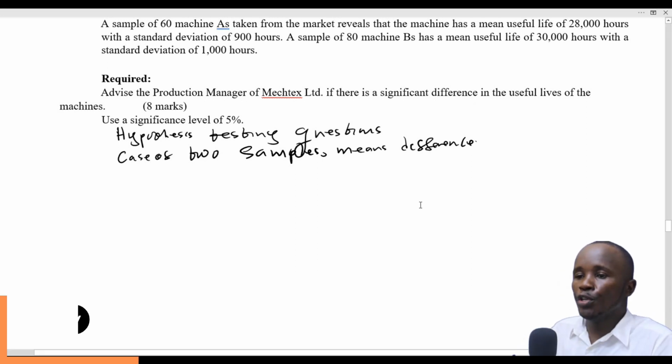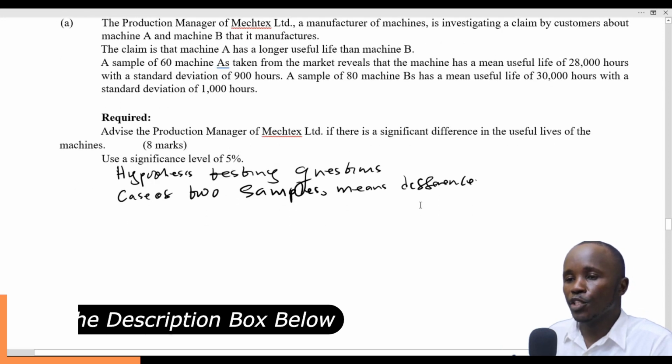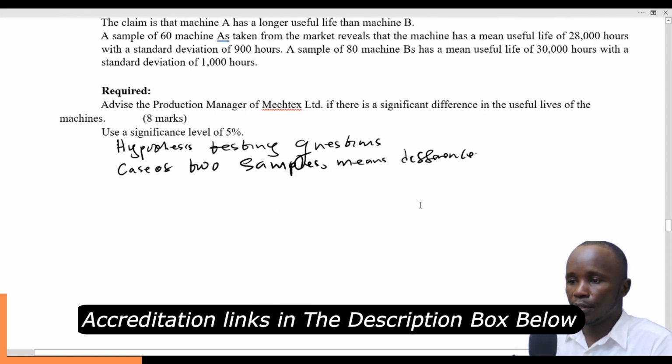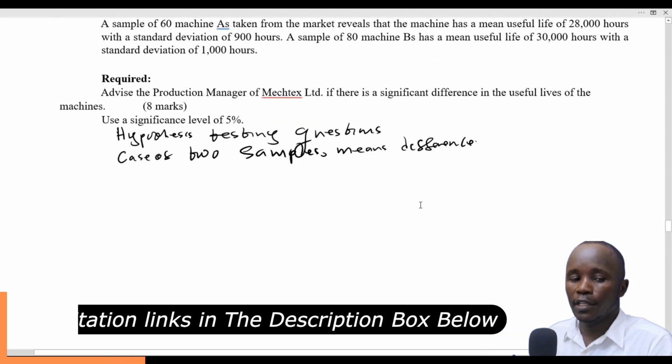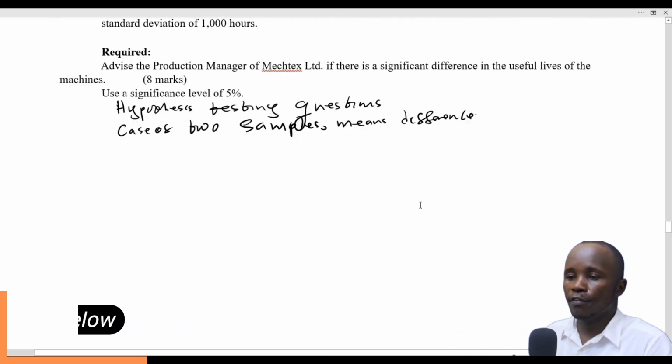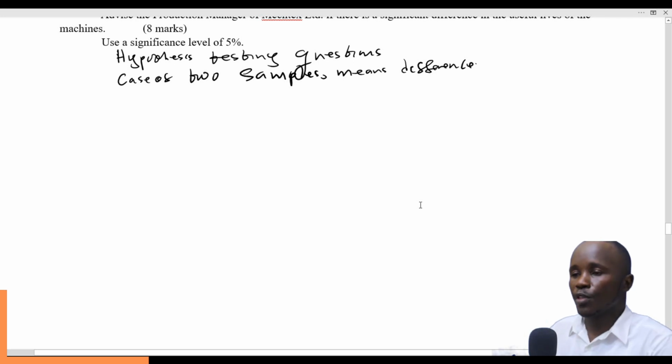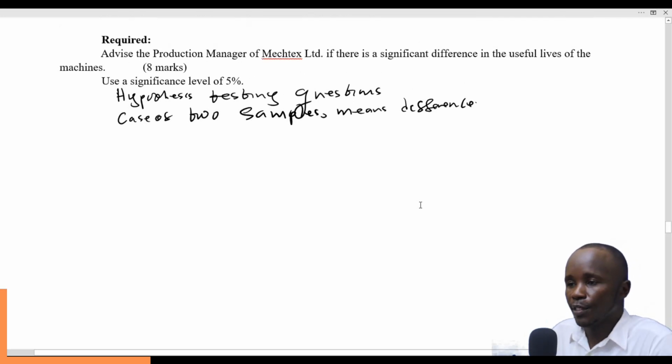Now, what you need to do here is to formulate your hypothesis. Once you formulate your hypothesis, you move ahead and substitute in your formula. You see, the good thing with accounting and maths is that we normally work with formulas. Once you have mastered that formula, the rest becomes easy. So let's formulate our hypothesis.